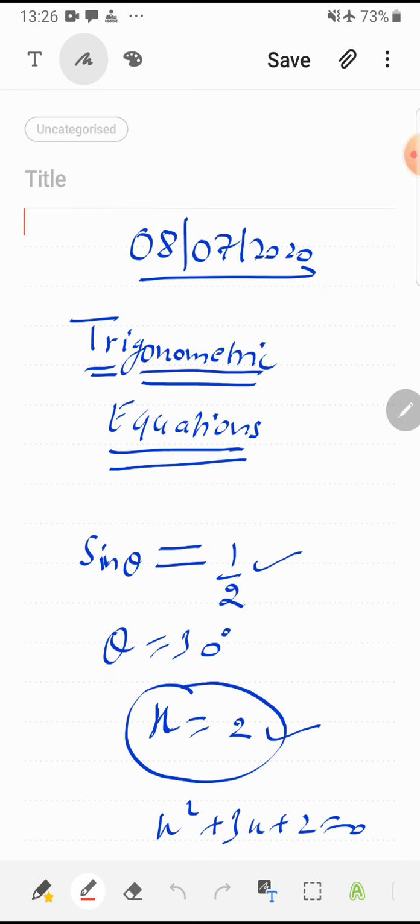So first of all, what is the meaning of trigonometric equation? Any expression having an equal sign, that means an equation, and involving trigonometric ratios or functions is called a trigonometric equation. So the moment you write sin theta is equal to 1 by 2, this simple expression is called a trigonometric equation.